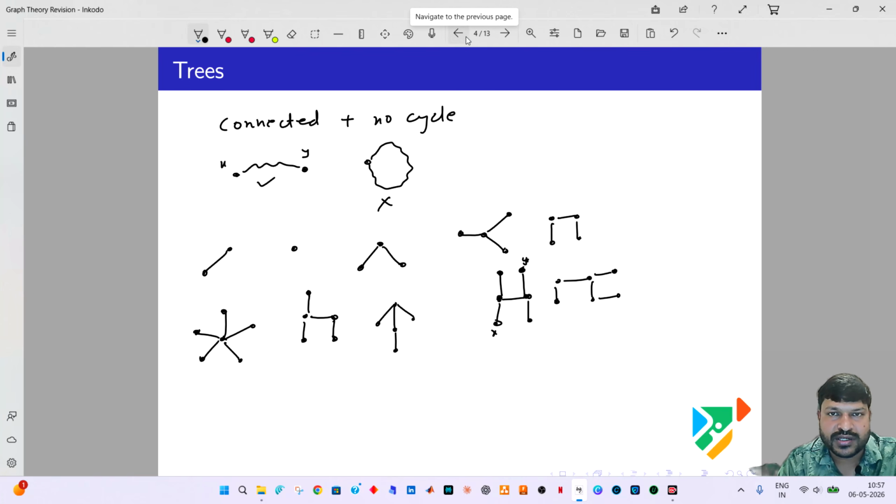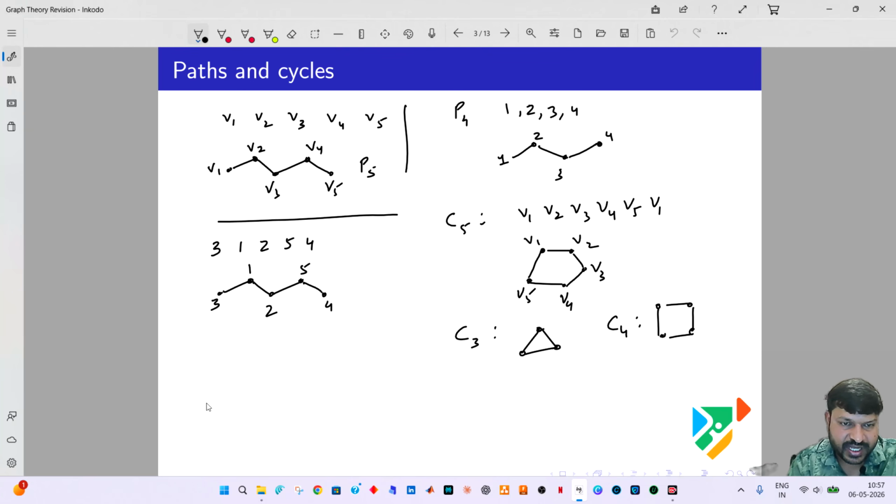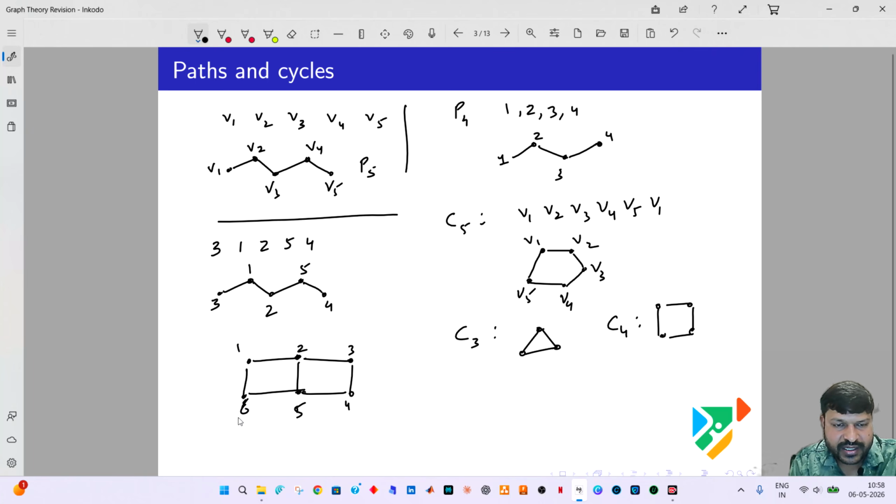Okay, just a quick reminder. When you are discussing a path in a graph, you have to ensure that all the vertices are distinct. For example, suppose you consider this graph, name it as 1, 2, 3, 4, 5, 6, and someone asks you to write a path from 1 to 4. So what will be the path? 1, 2, 3, 4. You see that all the vertices are distinct.